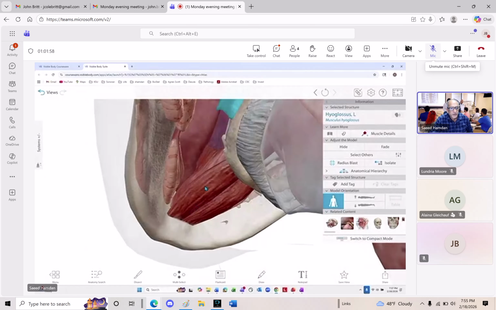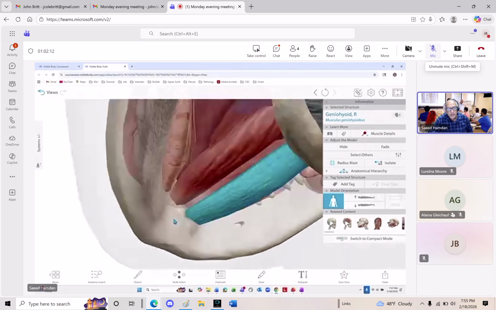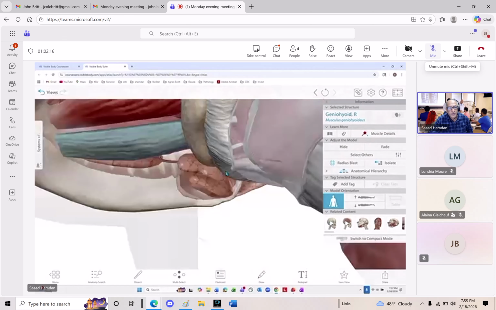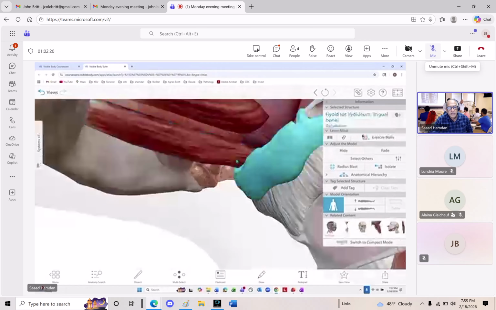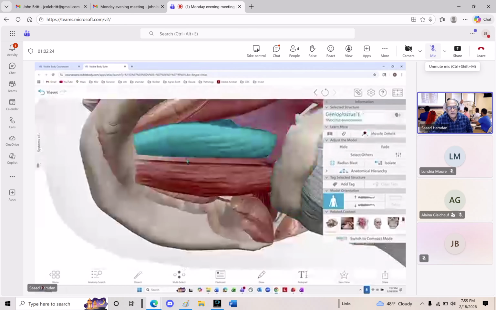We need the geniohyoid. For that, we need to hide this. So for the geniohyoid, we need to hide it. We need the glossus. So this is going to be your genioglossus. See, this is geniohyoid. This is the genial tubercle right there. But the one that goes to the hyoid bone right there is going to be geniohyoid. The one underneath it, which goes to the tongue, is going to be your genioglossus.